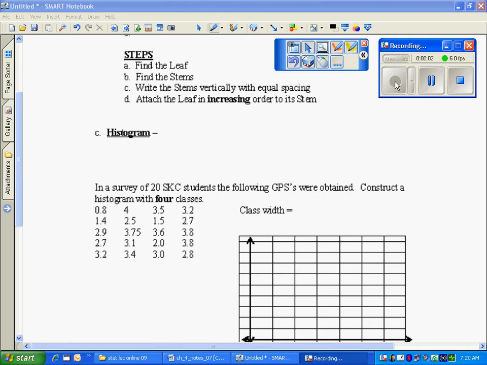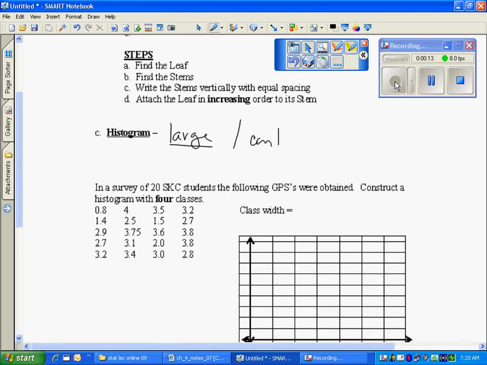Another common display used in statistics is a histogram. The histogram is used when we have large sets of data, and that data is continuous. When we display on a histogram, because it's continuous, typically the bars are next to each other and we have no spaces. So here's an example.